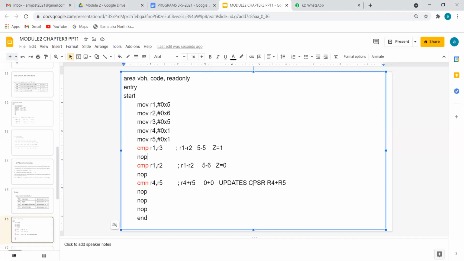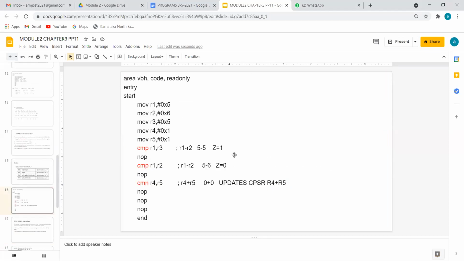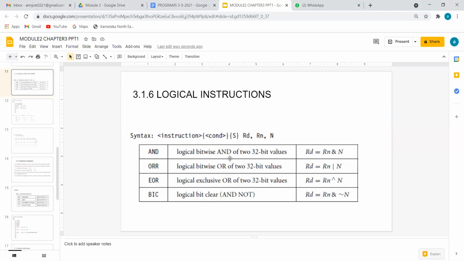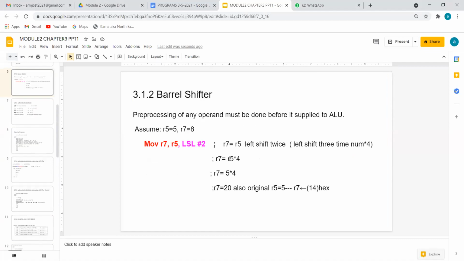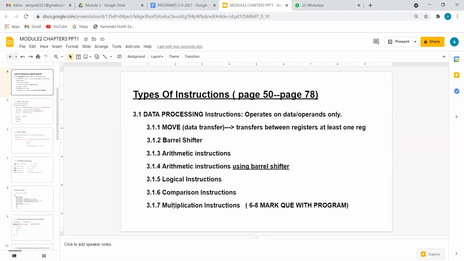Okay, so it updates the CPSR as per R4 and R5. So there is nothing different. Okay, let's go for one of the expected questions in your examination here.